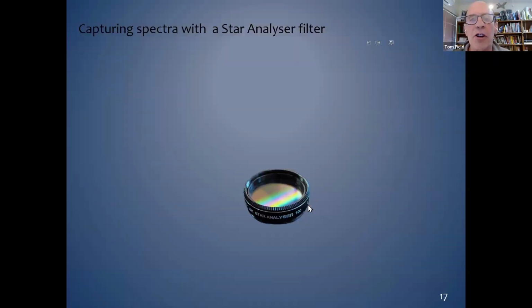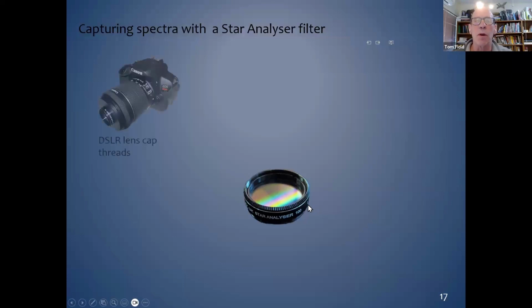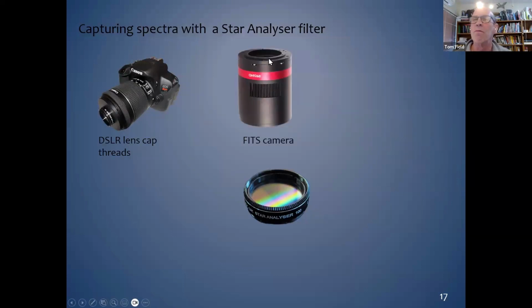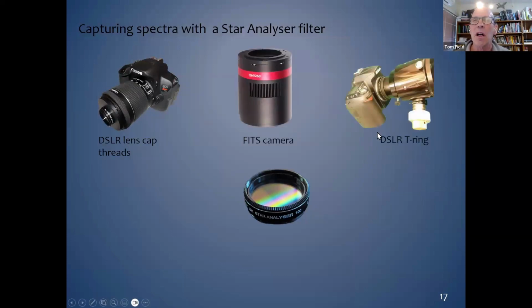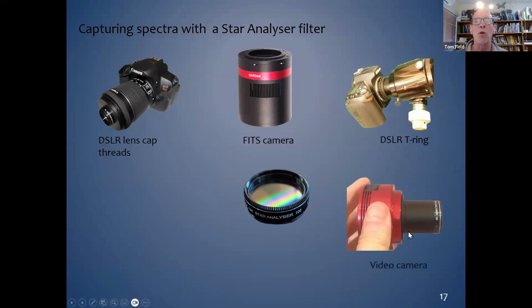The star analyzer can be mounted on almost any equipment. You can mount it on your DSLR lens cap. We have this little adapter here we sell that fits an imaging camera. I've currently got one. We just started working on it. It's on a CDK-17 down in California at a remote site. So even bigger telescopes. You can use your DSLR on the telescope if that's the way you've done it before.